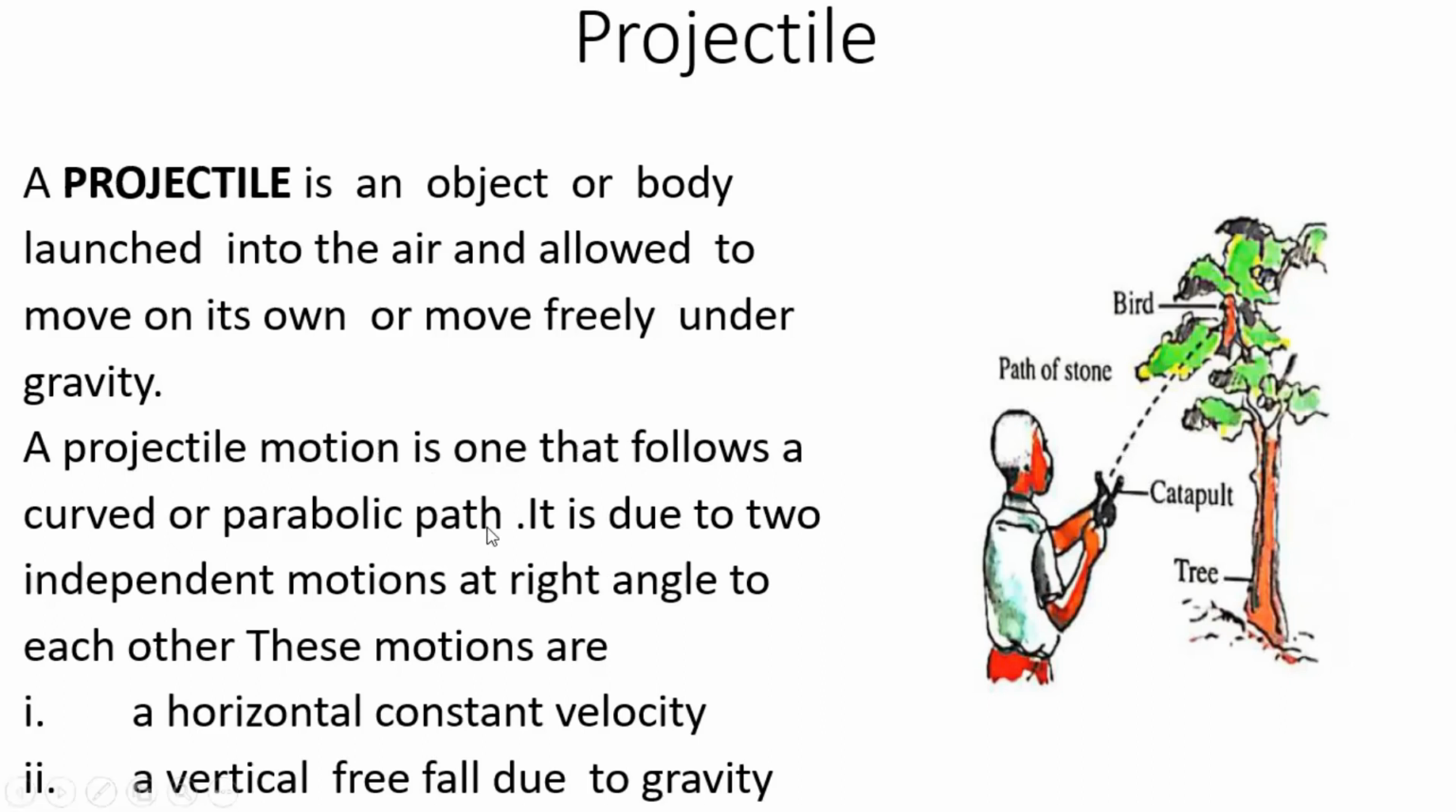And it is due to two independent motions which are at right angles to each other. The horizontal and the vertical. When they say the horizontal, what they mean is this: we have the horizontal, then we have the vertical. There are two motions involved here. The horizontal is moving with constant velocity, while the vertical is moving under gravity.